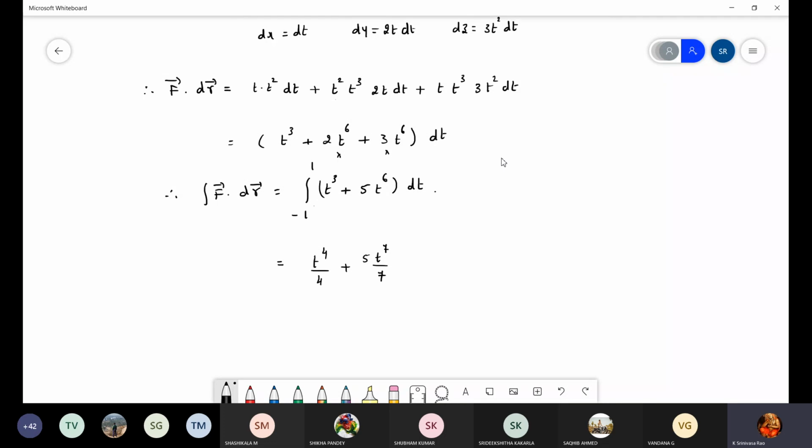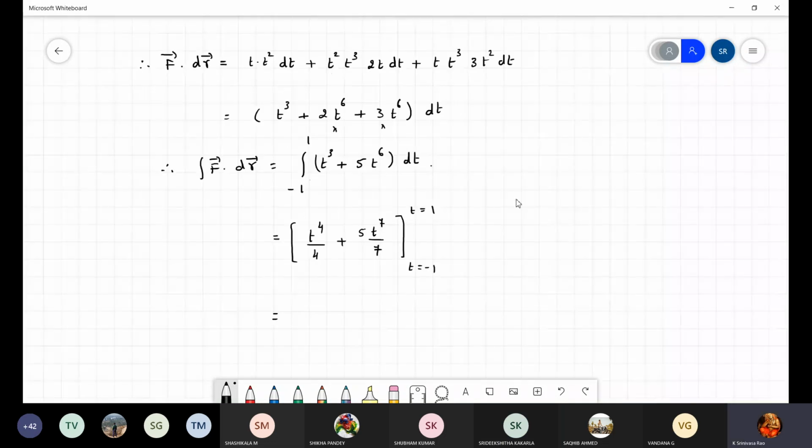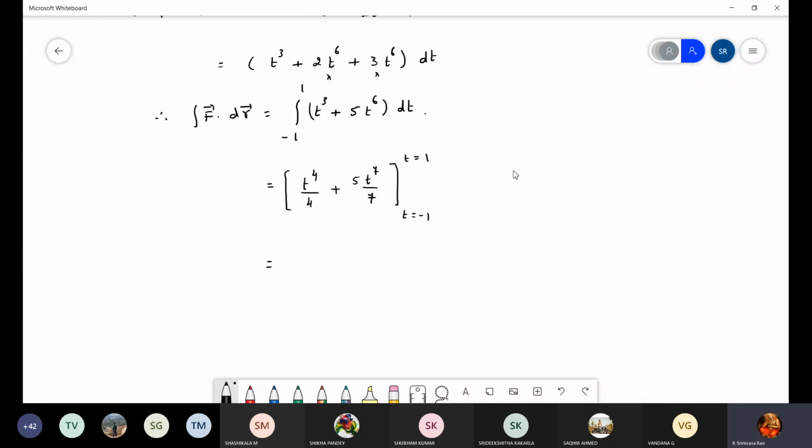Now for this you should substitute t equals -1 to t equals +1. Simplify upper limit and lower limit. For the upper limit I will put t equals 1. You will get 1/4 plus 5/7. Is it right? Put t equals 1: 1 power 4 and 1 power 7 you will get 1 only. So 1/4 plus 5/7, minus the lower limit.